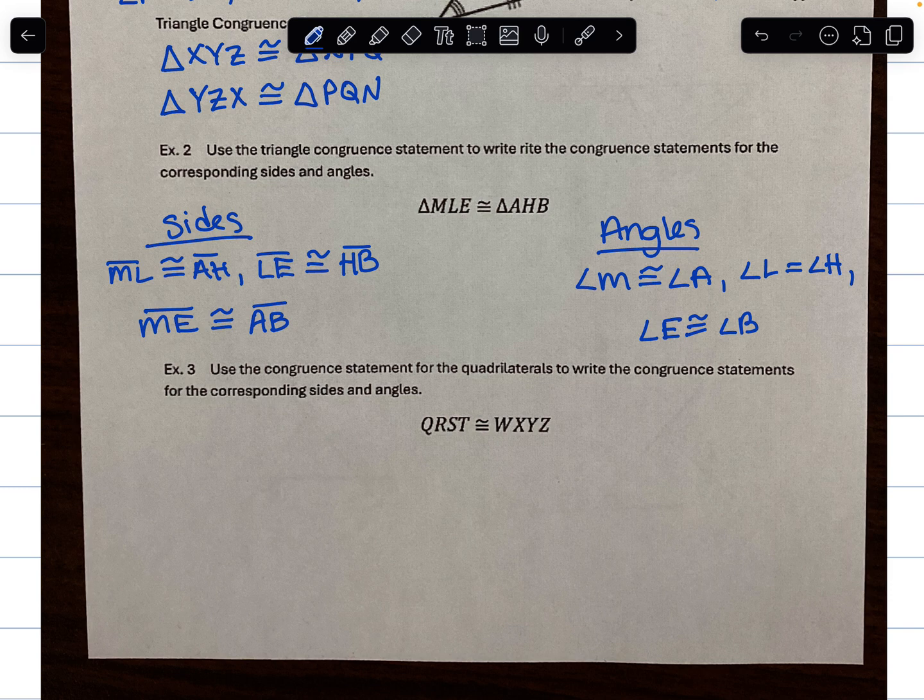Wait, so that's a square, like QRST? It could be a square, rectangle, any 4-sided figure. It doesn't really tell us, it just tells us it's a quadrilateral. So just list your 4 sides that are congruent first, then go over and list your 4 angles.